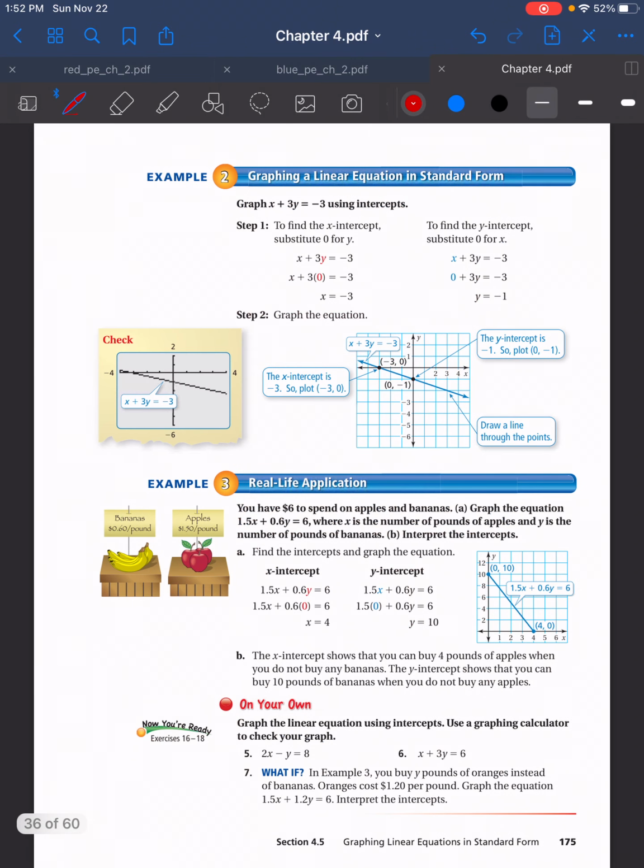You can pause the video and try those. Now let's go on to graphing a linear equation in standard form. You don't have to always change it to slope-intercept form, okay? There's actually a fun little cheat sheet, and I'll help you with it.